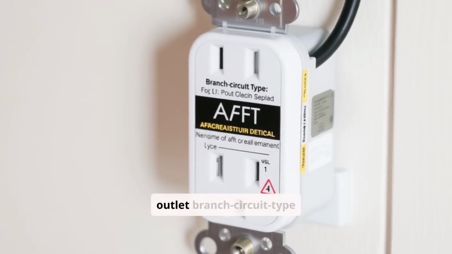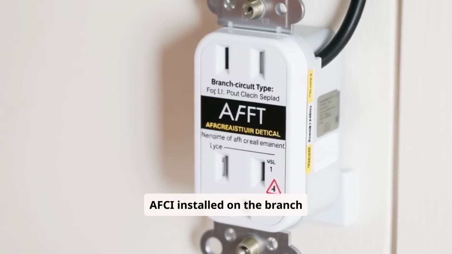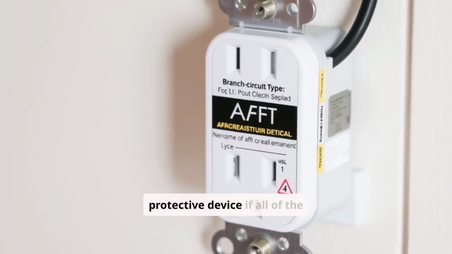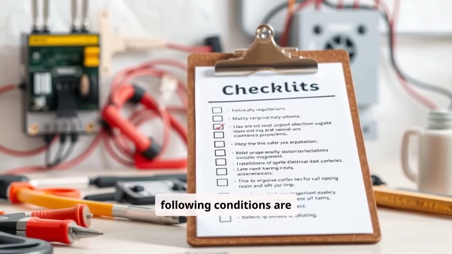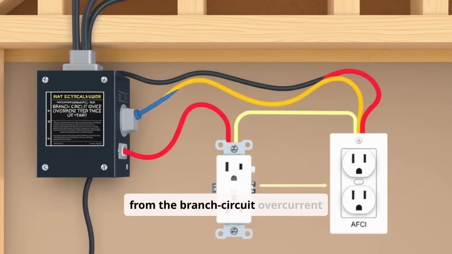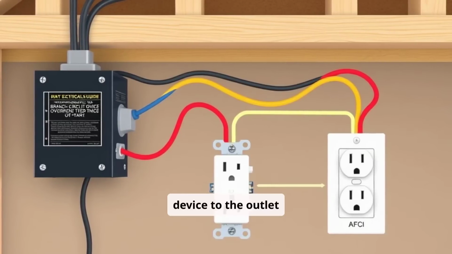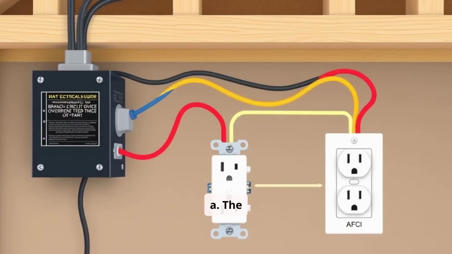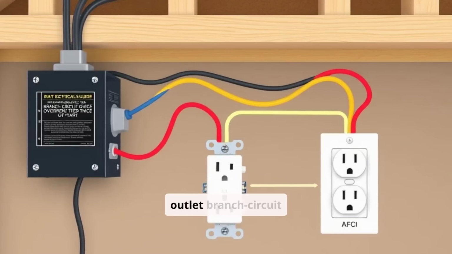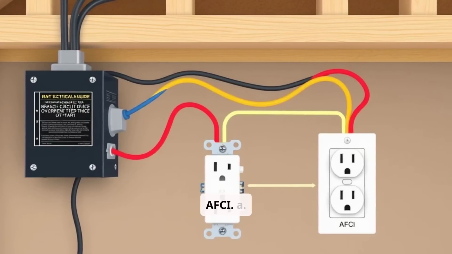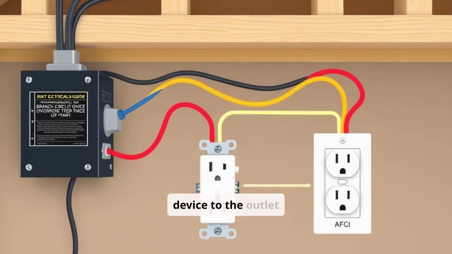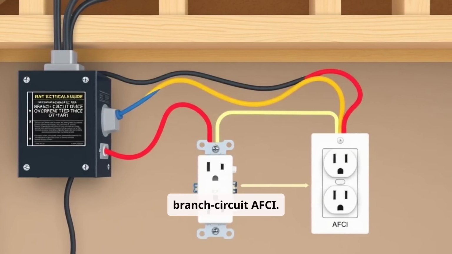4. A listed outlet branch circuit type AFCI installed on the branch circuit at the first outlet in combination with a listed branch circuit overcurrent protective device if all of the following conditions are met. A. The branch circuit wiring shall be continuous from the branch circuit overcurrent device to the outlet branch circuit AFCI.